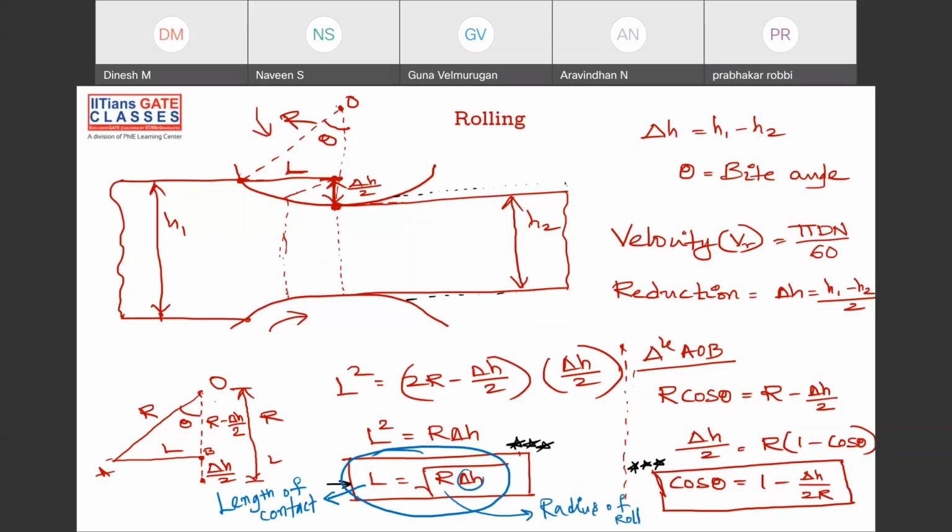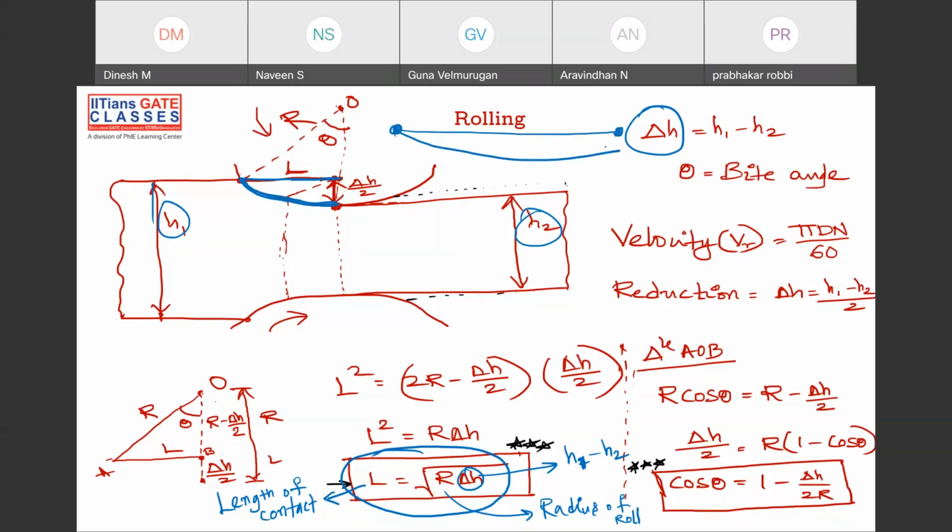Okay. Delta H is the change in thickness, that is H1 minus H2. This is H1 here, this is H2. The change in thickness is delta H, right? So what is the length of contact? The length of contact is this. This is the length of contact actually. But in reality, the length of contact will be like this. But for our calculations, we are assuming it to be a straight line like this, because the angle will be very small. So we are just assuming it like this. Instead of considering this curvy one as L, we are considering this straight one as L. Okay, that you have to understand.